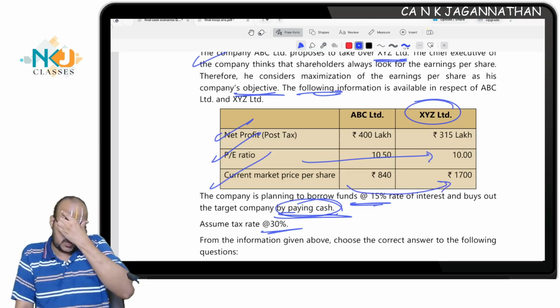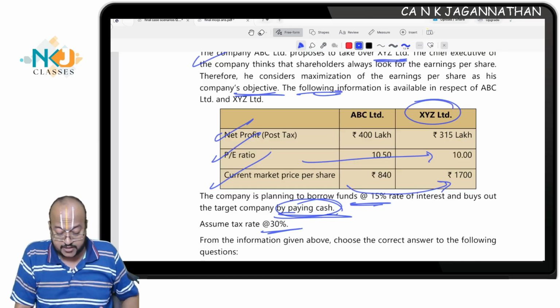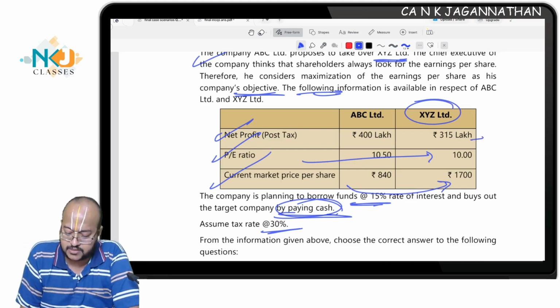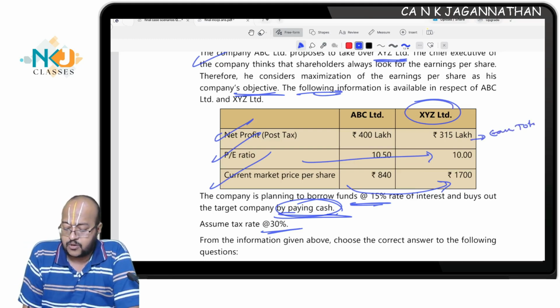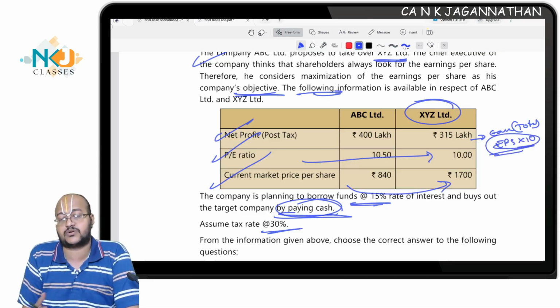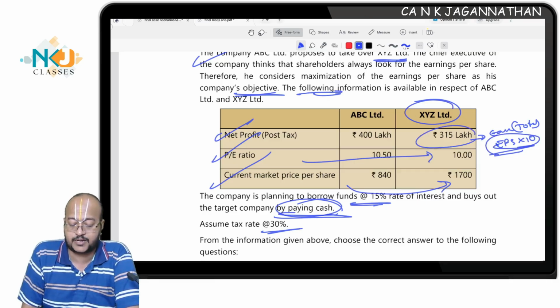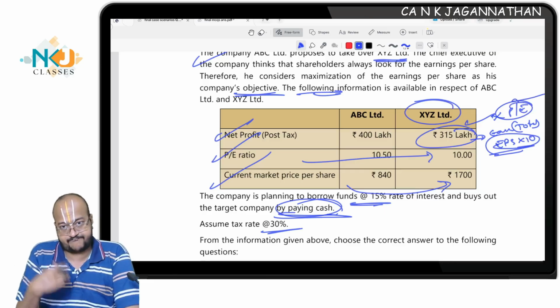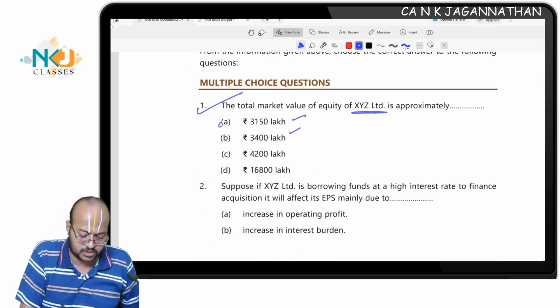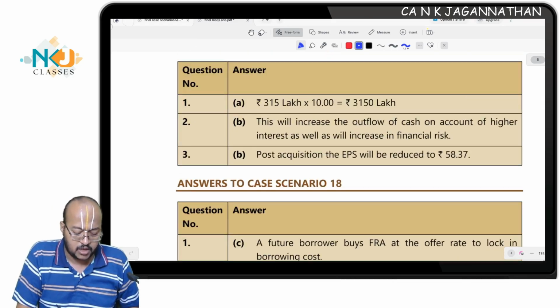See, if you apply the PE ratio directly to the net profit after tax, you will get the market capitalization. Anyway, if on a per share basis they have given EPS, this is earnings on a total basis. If you divide by number of shares, you will get EPS. If you put EPS into PE ratio, which is 10, you will get the MPS, and then MPS into number of shares will give you market capitalization of the company. But instead of that, directly total net profit after tax is there. Into PE ratio, if you apply, you should get the market capitalization. 315 lakhs into 10, 3150 should be the solution. 1A should be the solution. Are you all comfortable? Okay, 1A.